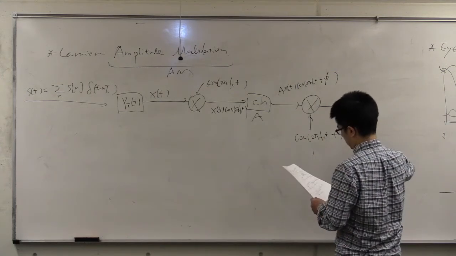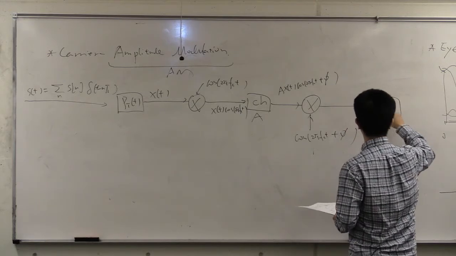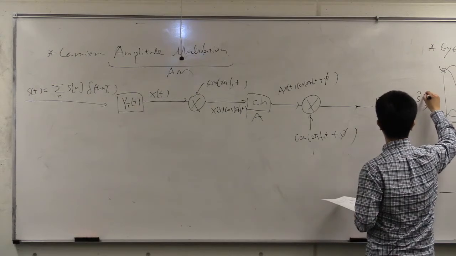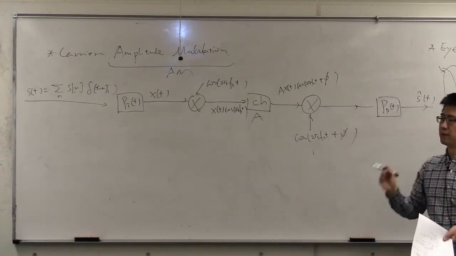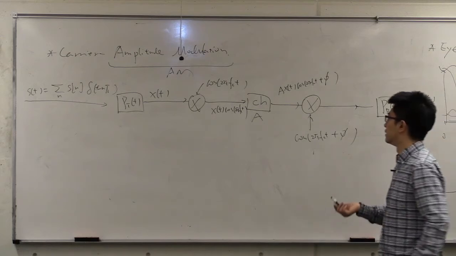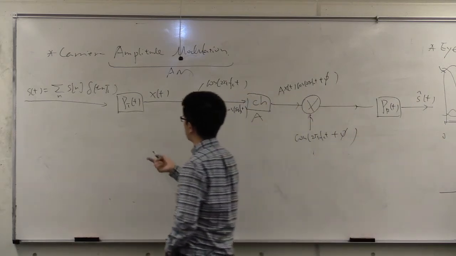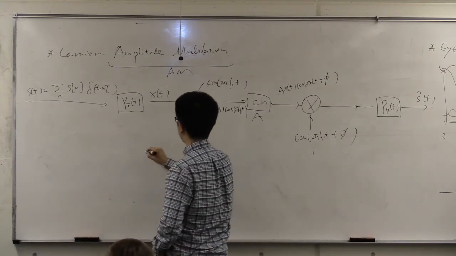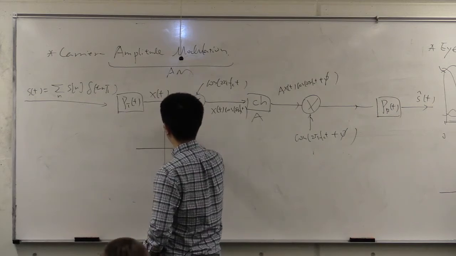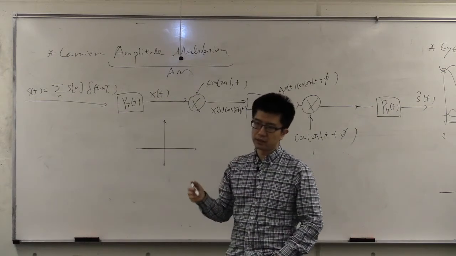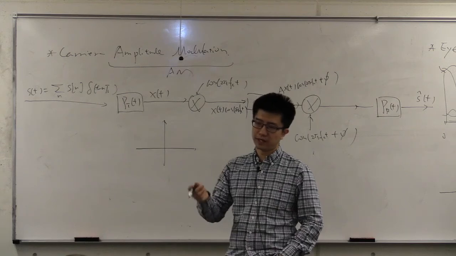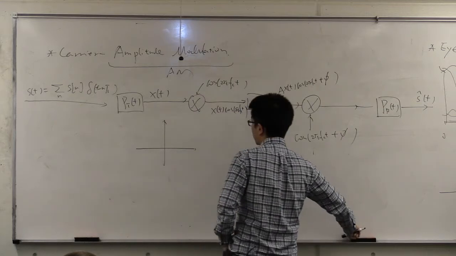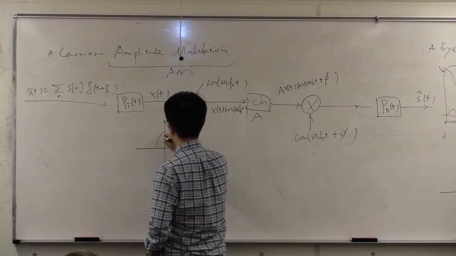Great. After that, we pass that through a receive filter, and then we get our x(t) hat. So this is basically amplitude modulation. You can work out the math, but let's see what it looks like in each part. By the way, so far we consider band-limited communication, which means that every signal here has a limited bandwidth. Let's assume that for our x, we have this bandwidth.